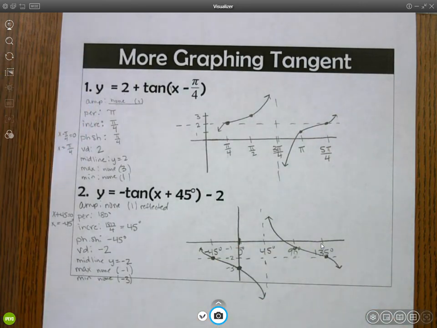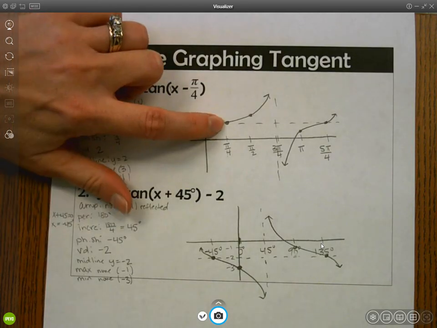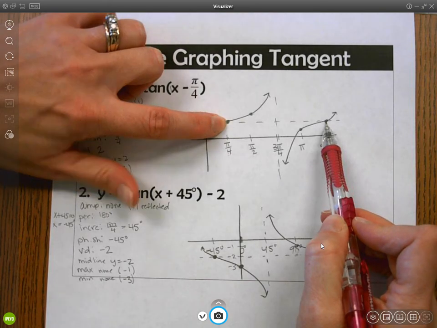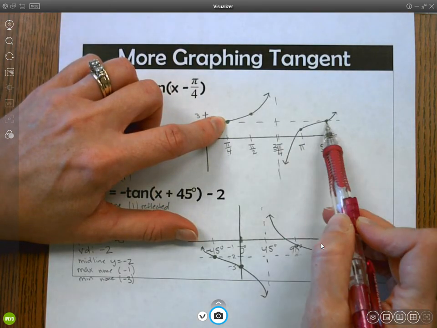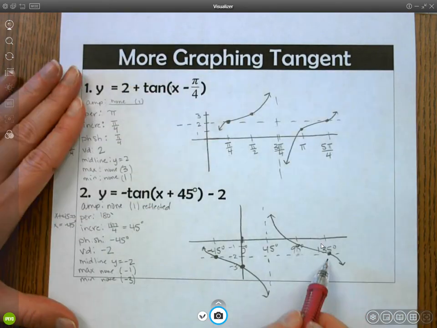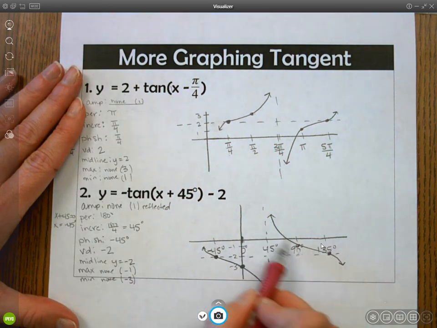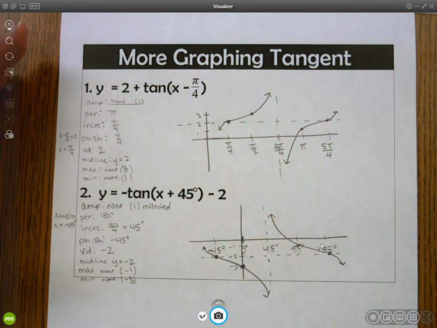Alright, tangent is a little more difficult because it doesn't follow a smooth curve, you don't connect all of your dots. And so it's kind of hard and people draw them backwards. So just remember that the outside points are zeros and the middle point is an asymptote. And you have to go towards your asymptote. So we're going to hug it one way or the other.